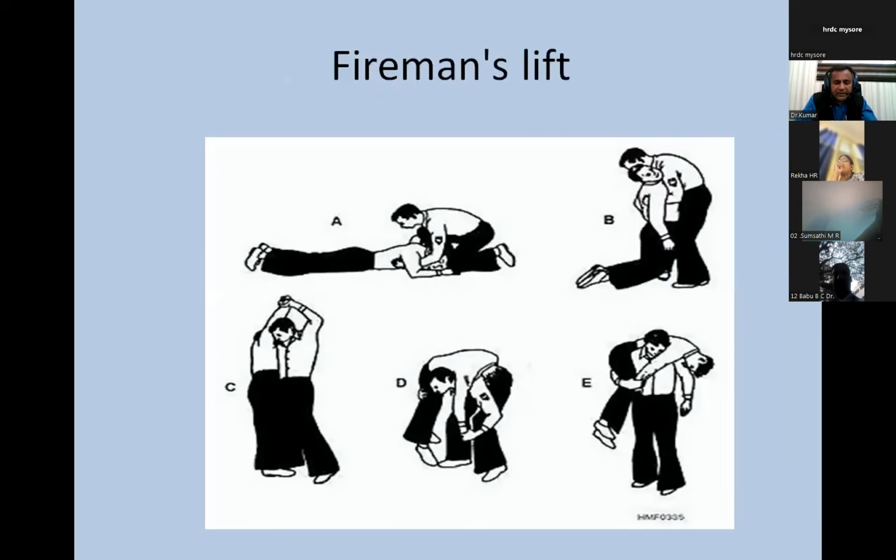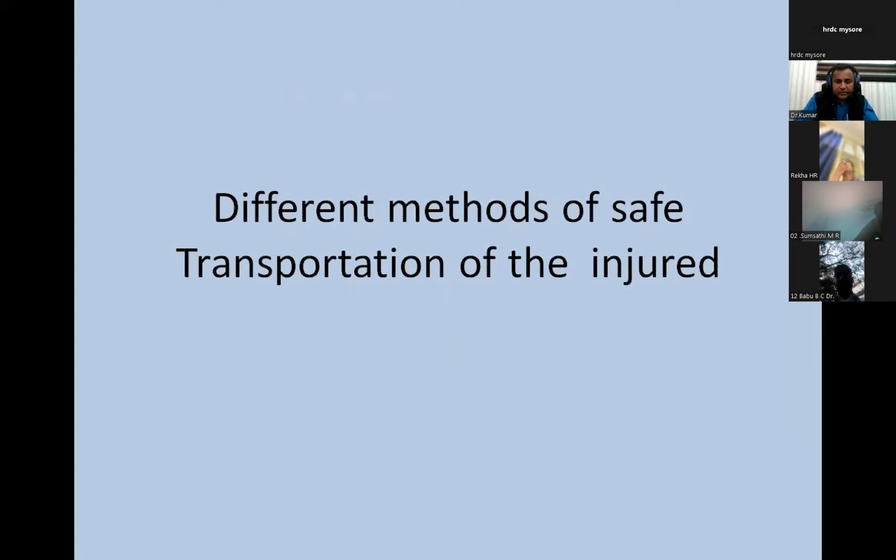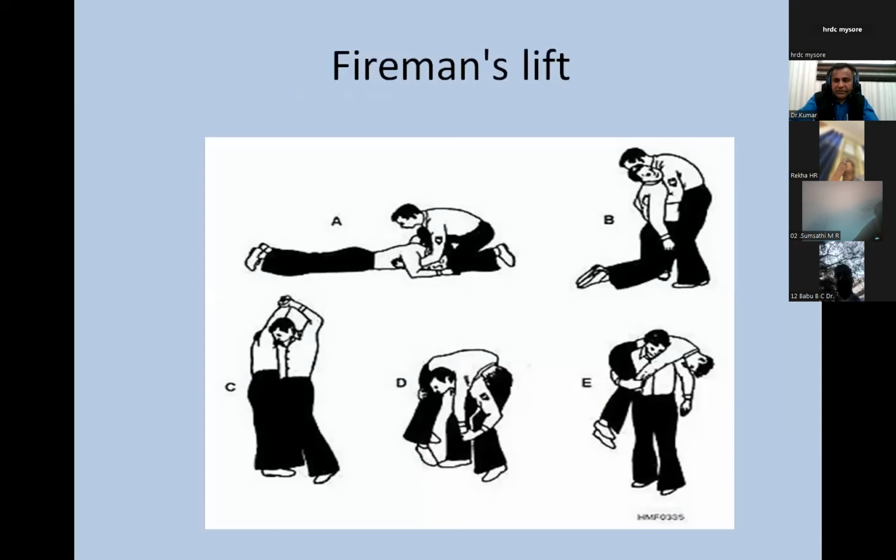Then there are different methods of shifting the casualty in a disaster. The methods I'm going to discuss apply not only to spinal injury, but to all types of injuries that can happen during any such emergencies. It applies to many others. Next will be the transportation of an injured person.